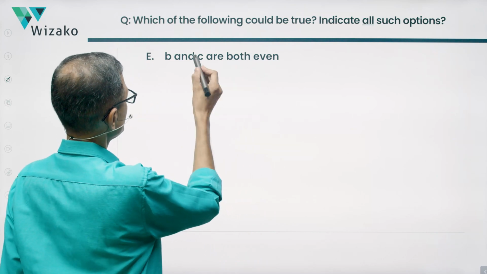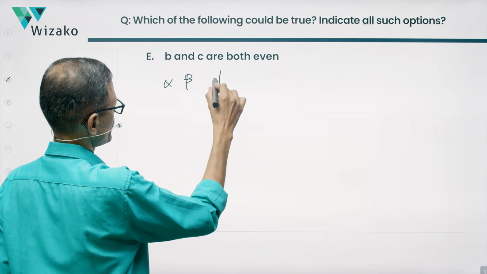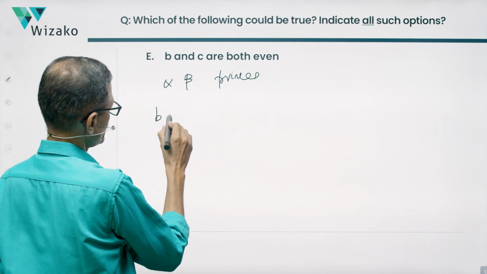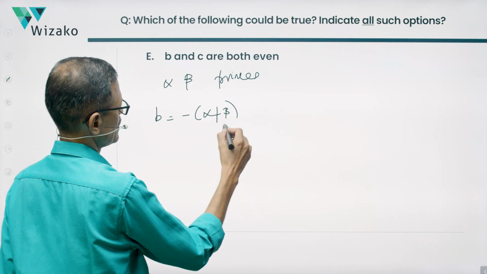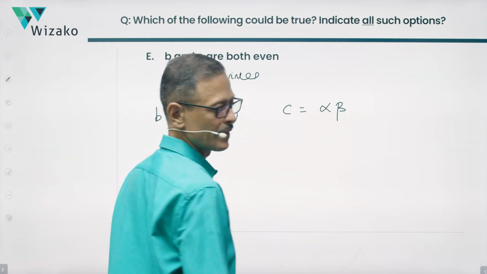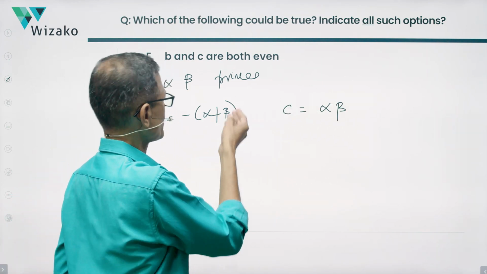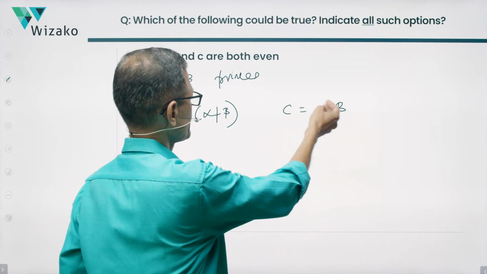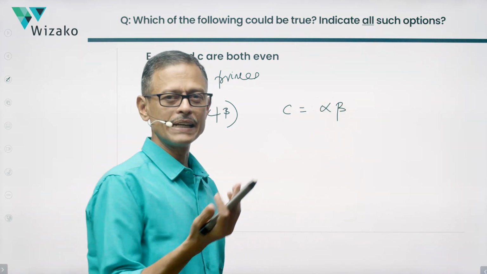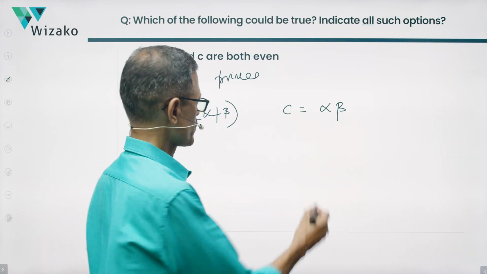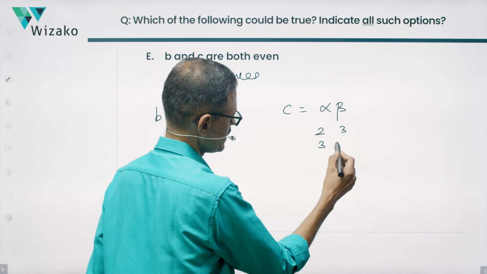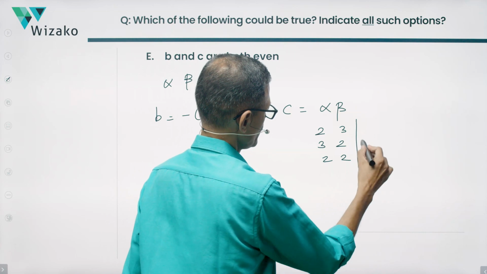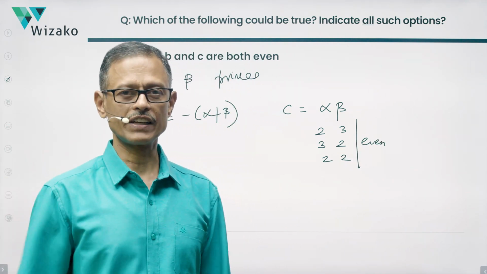Now let's look at it. We know that alpha, beta are primes. Now B is equal to minus of alpha plus beta. C is equal to alpha beta. Let's start with this. If one of these two numbers ends up being even, the product will be even. So if alpha or beta or both of them end up being 2's, this could be 2, this could be 3, this could be 3, this could be 2, or both of them could be 2. In that case, alpha beta will definitely be even, right? So C being even, there is a possibility. We have figured it out.